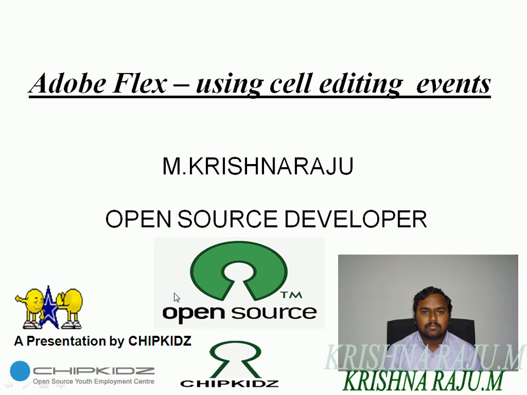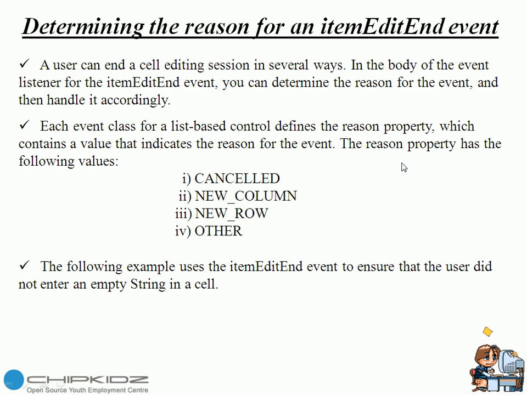Today my topic is using cell editing events in Adobe Flex, as part of determining the reason for an item edit end event. A user can end a cell editing session in several ways. In the body of the event listener for the item edit end event, you can determine the reason for the event and then handle it accordingly.